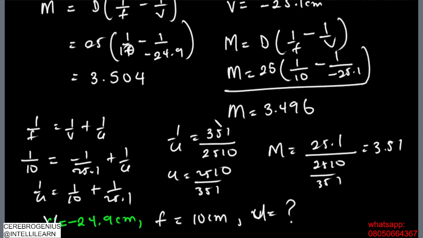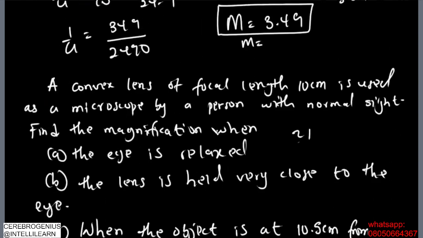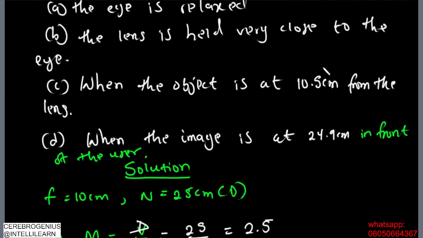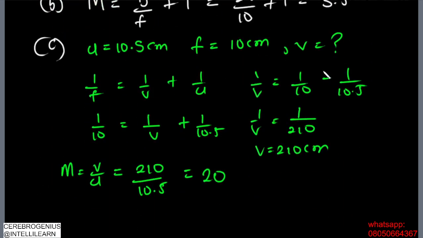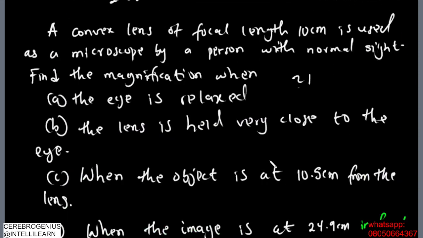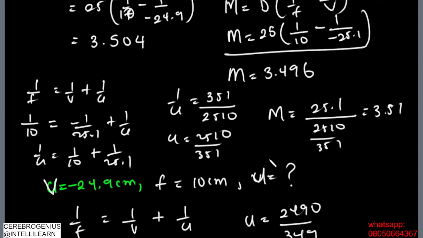So if those values make sense and can make it function as a microscope, then use the magnification of microscope for it. But if those values indicate that it is not functioning as a microscope, then calculate the magnification normally, just like this first one that we did, that the object is at 10.5 centimeter from the lens, and when we did it, we got the image distance as a positive value, so it cannot be a microscope.